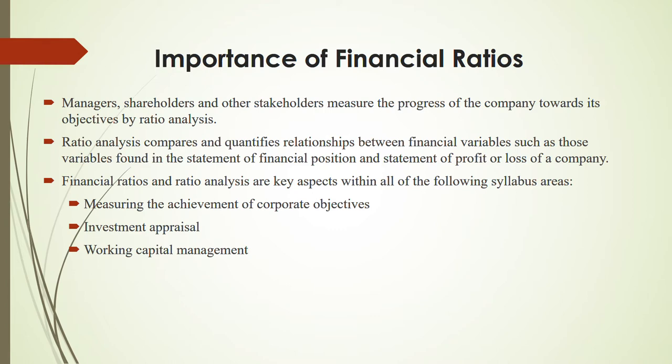Let's say for your debtors, the industry standard is that debtors are supposed to pay you in 30 days. But in your company, it's taking more than 30 days. So 30 days is a benchmark. Your customers are taking more than 30 days to pay. That means your company is not in a good position. That's how you compare. Okay.